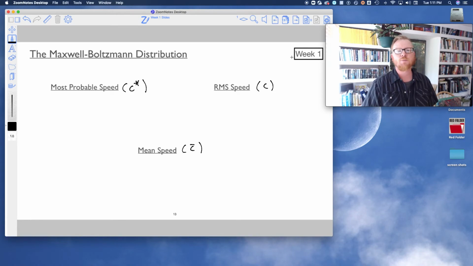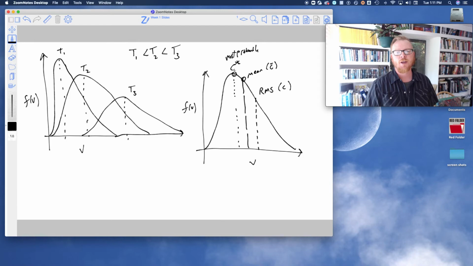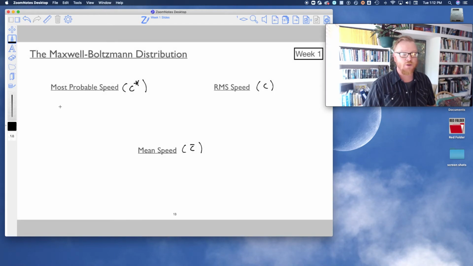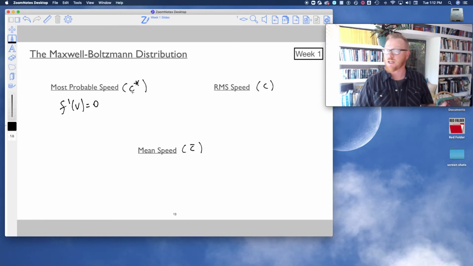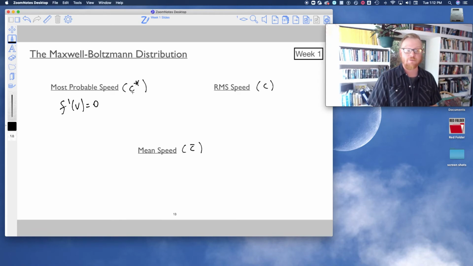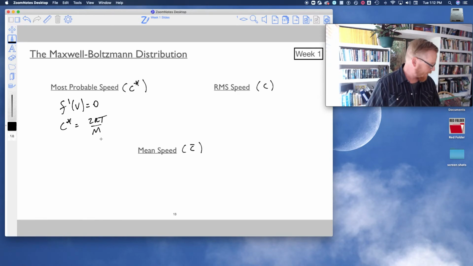Okay, so most probable speed. If we go back and look at this for a second, the most probable speed is at the very top of this peak. So think about that for a minute. How would you do that? You would do that with the following: F prime of v set equal to 0. You take the first derivative of that function and set it equal to 0. And the result that you should get, you should give this a try: C star will equal the square root of 2RT divided by big capital M. So see if you can get that.